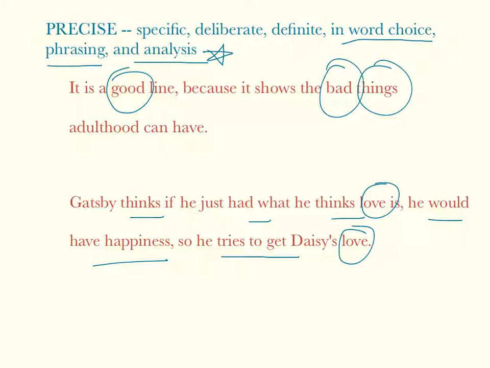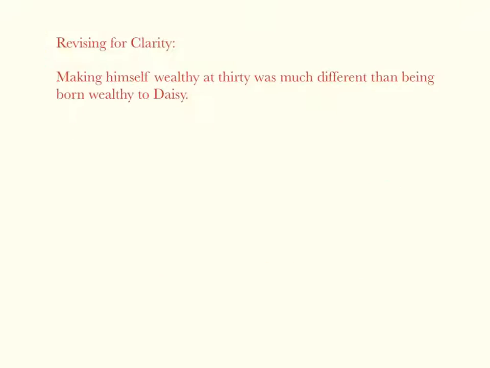We can also get more precise in what it is that Gatsby thinks love is, and how and why he thinks it would qualify him for happiness, and how he tries to get Daisy's love. What is the getting there? So on the word level, on the overall idea level, more precision is possible there.